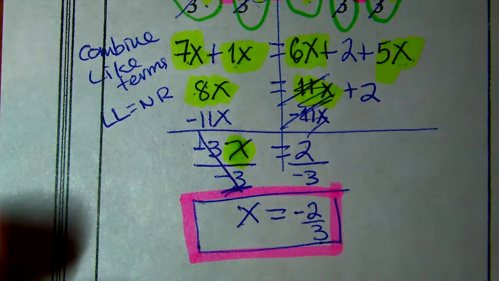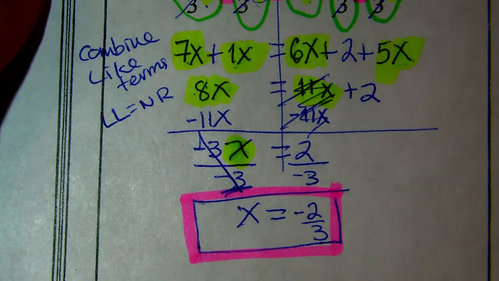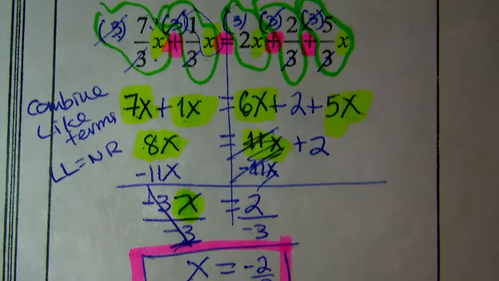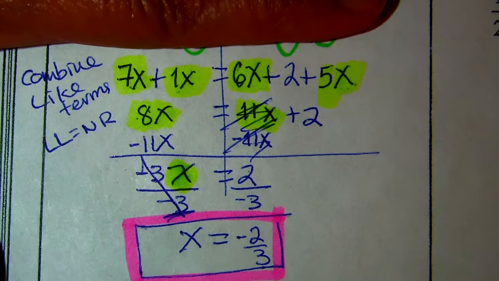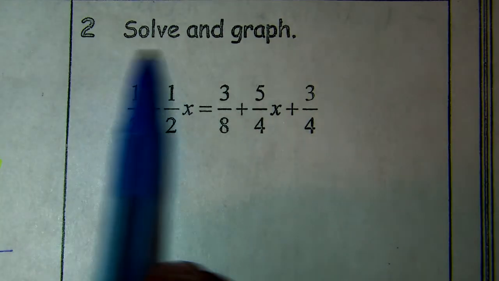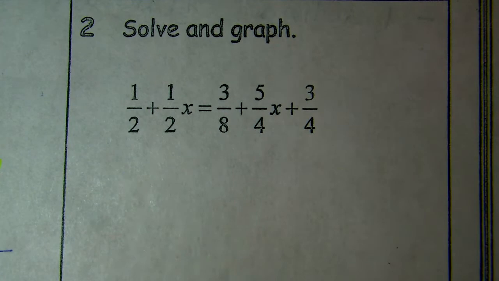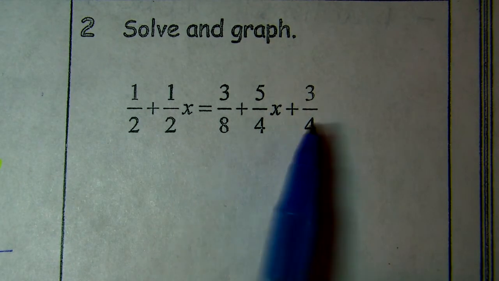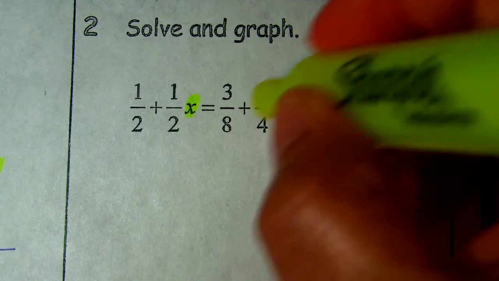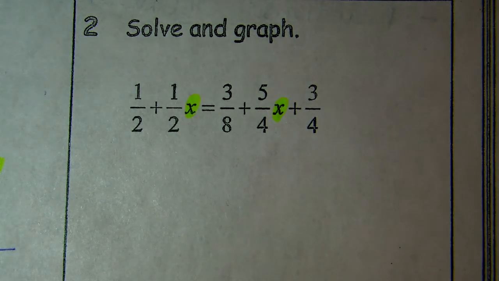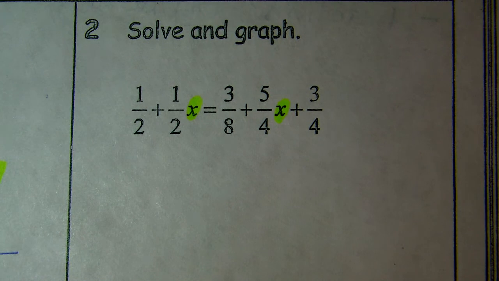Okay? So once you simplify the fractions and once you get rid of the denominators, the rest of the steps are just like the exercises that you have been doing. Okay? All right. Number 2, solve and graph. So look at this expression right here. We need to solve for x. Again, I see the x here and here. But I have fractions.